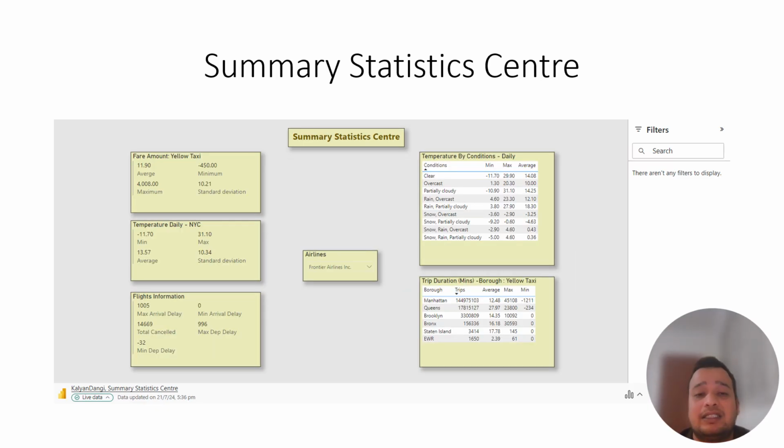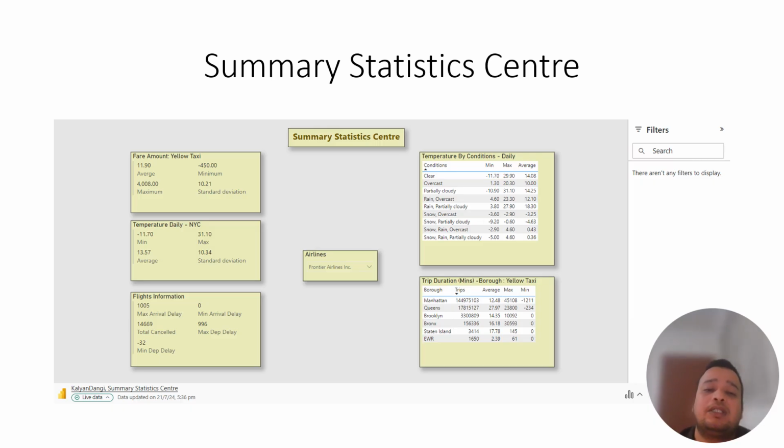In the summary statistics slide, we analyze data from the yellow taxi, daily temperature, and flight datasets, presenting key statistics for each. For the yellow taxi fare amount, we found an average fare of $11.90, a minimum fare of minus $450, and a maximum fare of 4,000, and the standard deviation is 10.21, indicating variability in the fare amount.